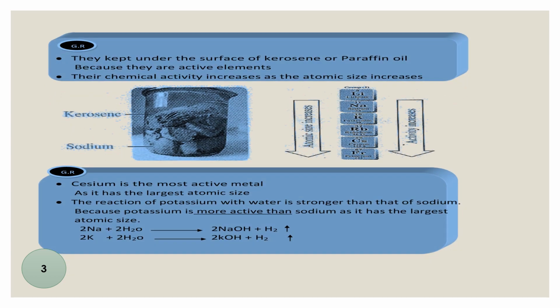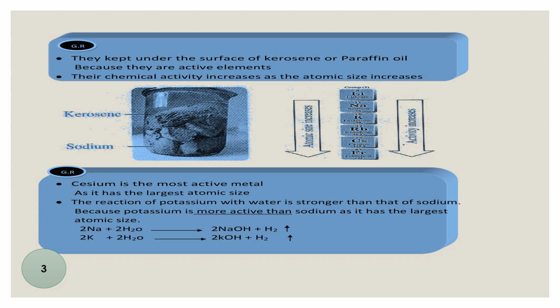So we have an important question. Give reason we keep alkali metals under the surface of kerosene or paraffin oil. Why? Because they are active elements, and their chemical activity increases as the atomic size increases. For example, if we have lithium, sodium, potassium, rubidium, cesium, when you go from up to down, what happens? The activity increases.